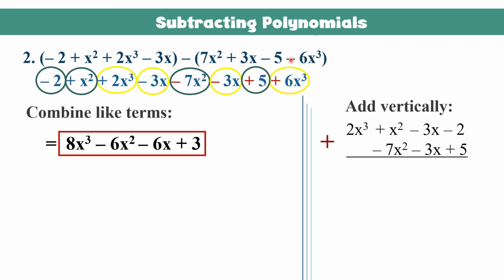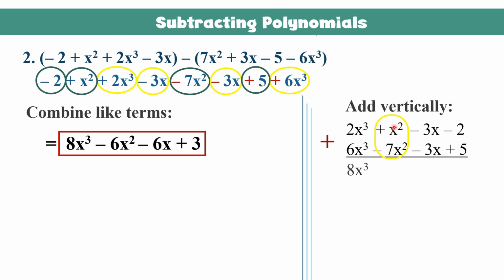While the last term here, negative 6x cubed. So x cubed, it means it must be under 2x cubed. It's negative, so therefore you will change it into positive. Then combine. You may start from left or from right, it doesn't matter. So let's add first this side. 2 plus 6, you will have 8. Copy x cubed. Then positive x squared plus negative 7, so they have different sign.